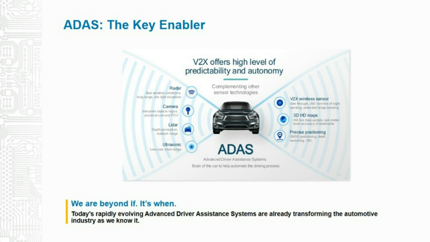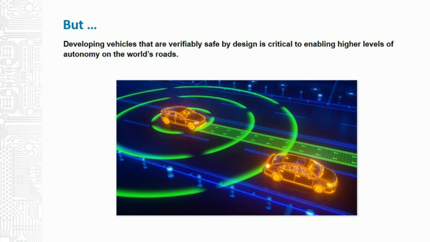That said, full automation already exists in a few Level 2 systems. An example is the one that's in a Mercedes-Benz GLC class vehicle, which already can execute lane changes automatically. But, and it's a pretty big but, developing vehicles that are verifiably safe by design is critical to enabling higher levels of autonomy on the world's roads. Most road accidents occur because of human error. ADAS systems automate and adapt and enhance vehicle systems for safety and for better driving.